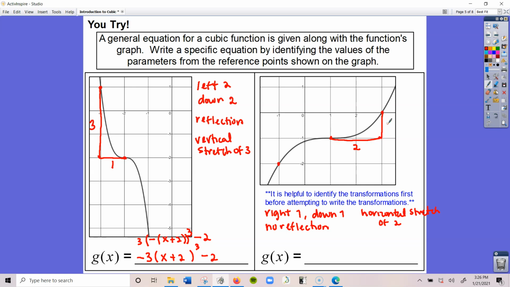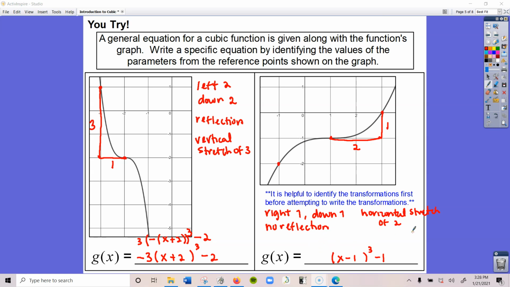My vertical distance is 1, meaning that there is no vertical dilation. So now let's put this in our equation. I'm going to open my parentheses here, cubed. Right 1, that means I'm going to put minus 1. Down 1, I'm going to put that minus 1 on the outside. There's no reflection, so I don't have to worry about that.